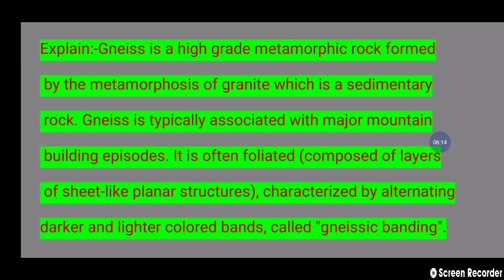Question 107, explanation: Gneiss is a high-grade metamorphic rock formed by the metamorphism of granite or sedimentary rock. Gneiss is typically associated with major mountain building episodes, and it is often folded and composed of layers. The sheet-like planar structures are characterized by alternating darker and lighter colored bands, called gneissic banding. Next question.